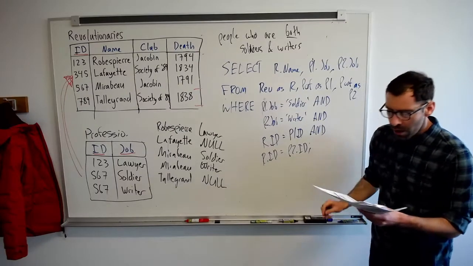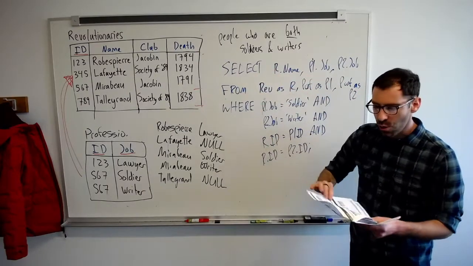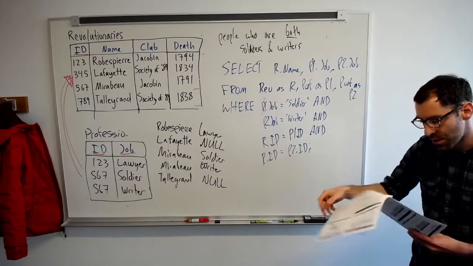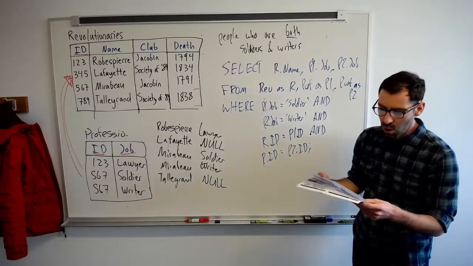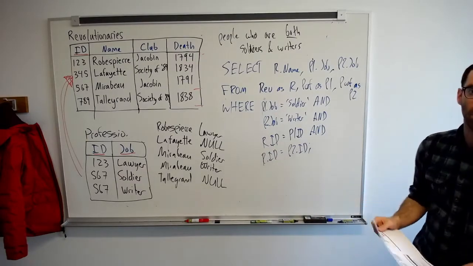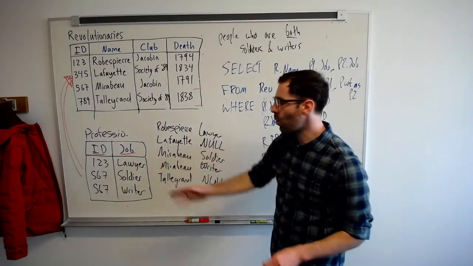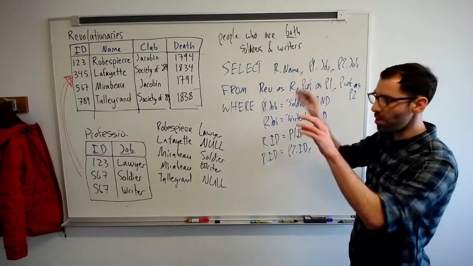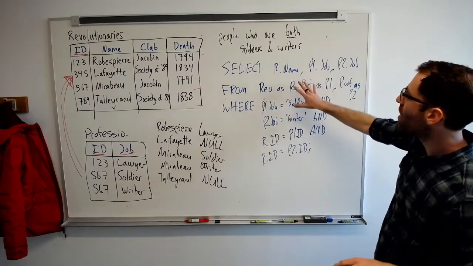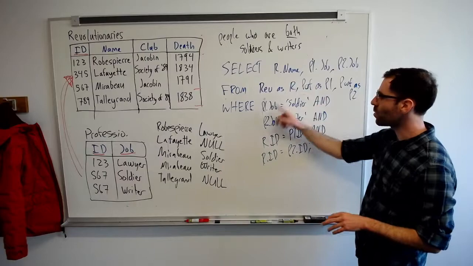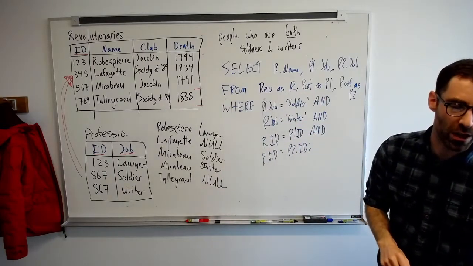And so we've actually written a query where it's going to tell us about all pairs of jobs that a person can have. Everyone with multiple jobs, all the pairs will appear from this query, and then we're selecting the ones where we see soldier and writer.